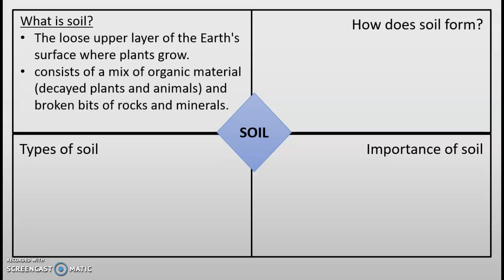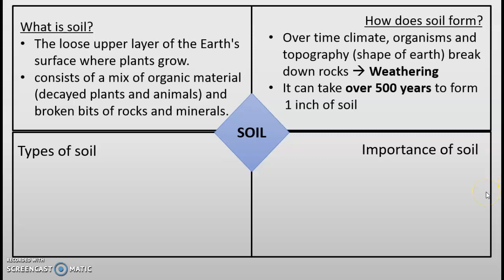Soil is that loose upper layer of the Earth's surface where plants grow. It consists of a mix of all of our organic material. Remember that humus that we talked about back in our waste unit when it comes from composting. This includes things like decayed plants and animals, as well as broken bits of rocks and minerals.